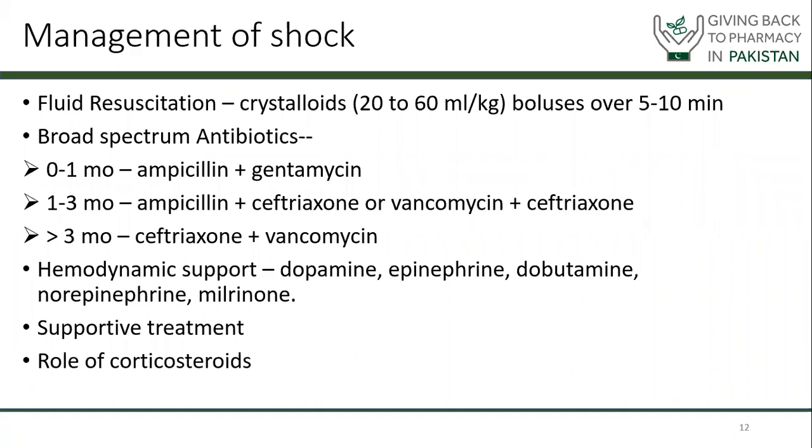If a patient is 0 to 1 month, ampicillin and gentamicin are the drugs of choice. Why are ampicillin and gentamicin the drugs of choice for neonates with sepsis? It's because, as we have discussed, ampicillin is a drug of choice for Listeria monocytogenes and GBS. These are both possible causative agents of sepsis in neonates. So that's why we give ampicillin along with gentamicin, which will cover gram-negative bacteria like H. influenzae. If a patient is 1 to 3 months, ampicillin plus ceftriaxone or vancomycin plus ceftriaxone is given. But we do not give ceftriaxone in neonates.